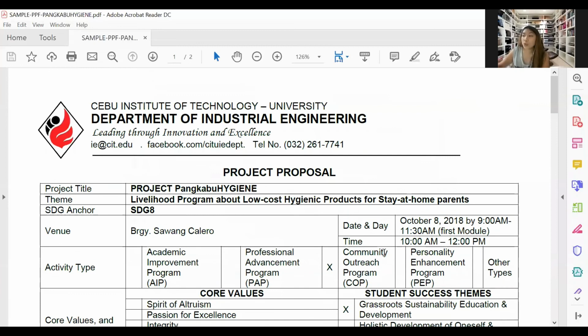As mentioned, whoever will be able to create the best project anchored with any SDG will be given the chance to present during the episode 2 of GSED Talks coming this August 1, Saturday 2020.